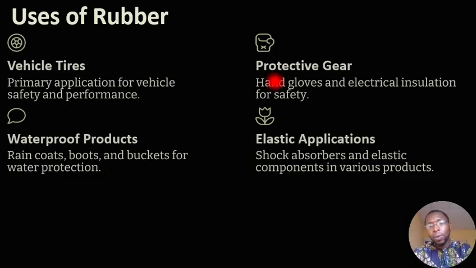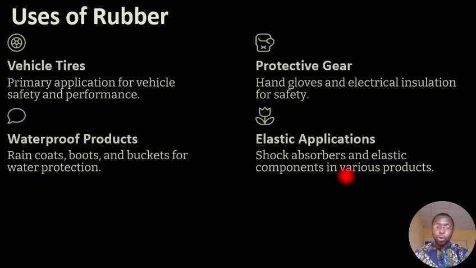Another area of application of rubber is in protective gear, like our hand gloves and electrical insulation for safety. Because they are good insulators, you can use rubber to make hand gloves, so that when you are working with electrical materials, you don't get electrocuted. And lastly, we use rubber in elastic applications, like shock absorbers in vehicles and other elastic components in various products.